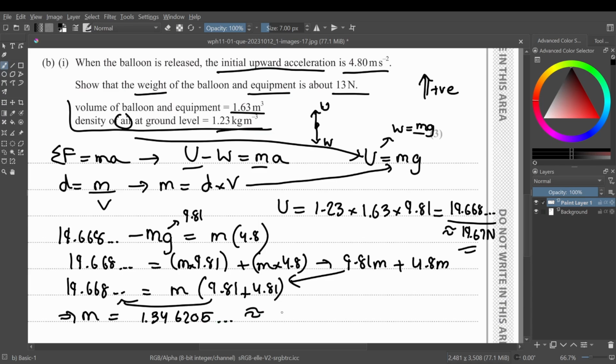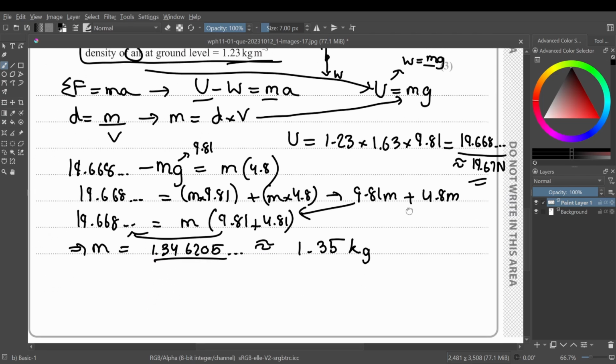If you round it off, it will be 1.35 kg. Yeah, 1.35 kg. You can write it like this. I would say use this value for further calculations, right?